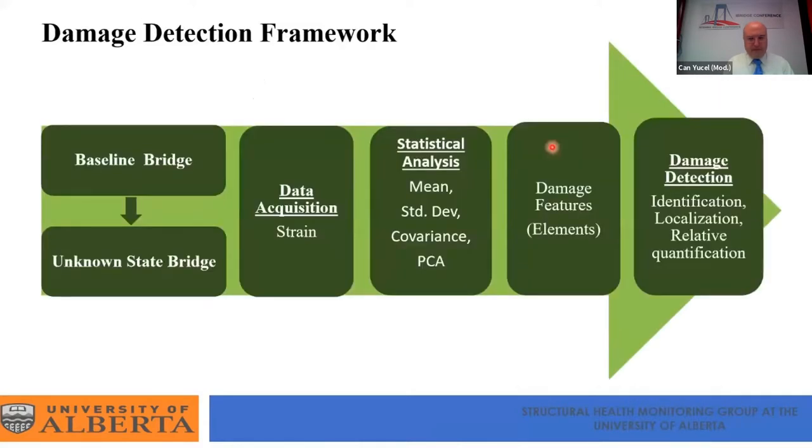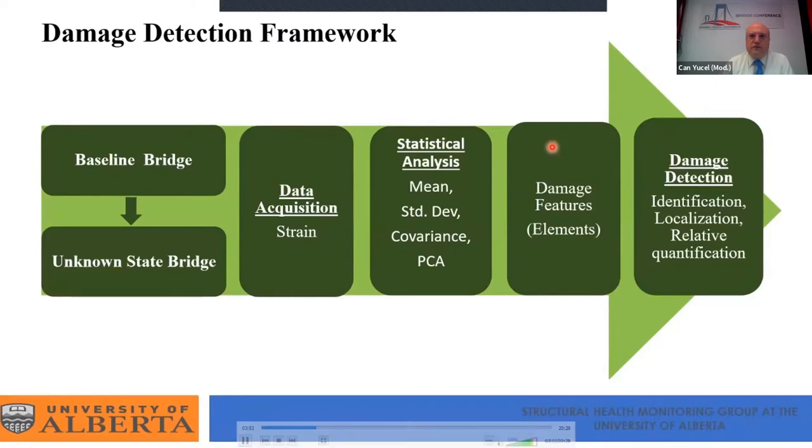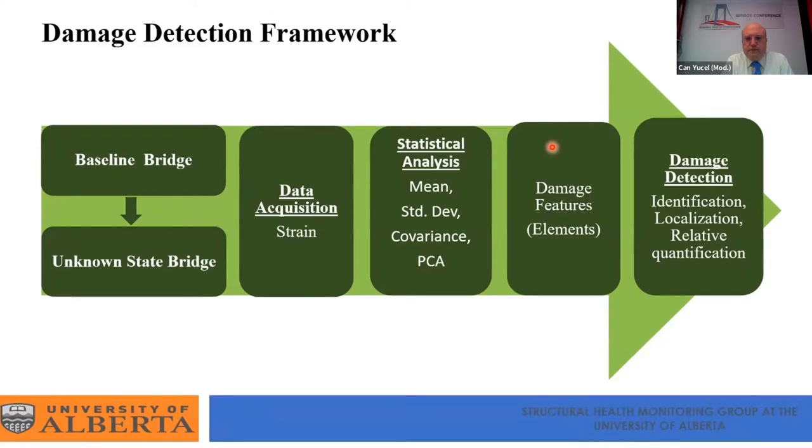So the damage detection framework that I propose can be seen in this flowchart. We have the existing bridge or a new bridge, which can be termed the baseline bridge. From that baseline bridge, a data acquisition system is installed to collect strain data in this case. As the condition of the bridge changes and becomes unknown, data is continuously collected. In this case, by data, I mean strain data collected after passage of a train.